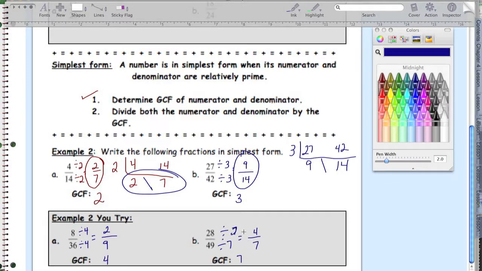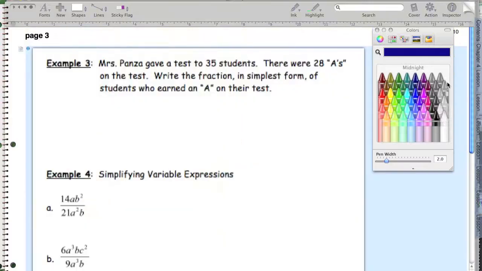So I have written this in reduced form, and just to double check, it says a number is in simplest form when its numerator and denominator are relatively prime. 4 and 7 are relatively prime. 2 and 9 are relatively prime. So we're good. All right, last page.